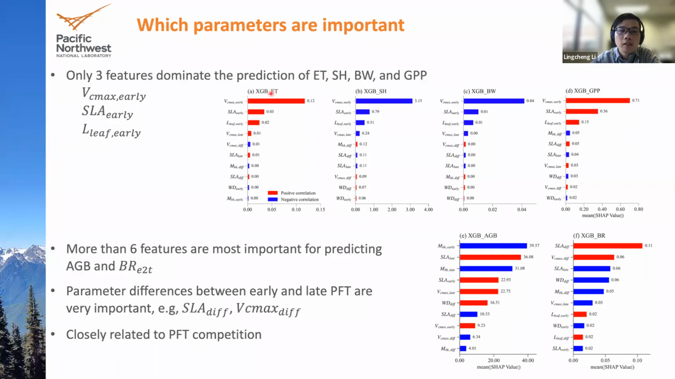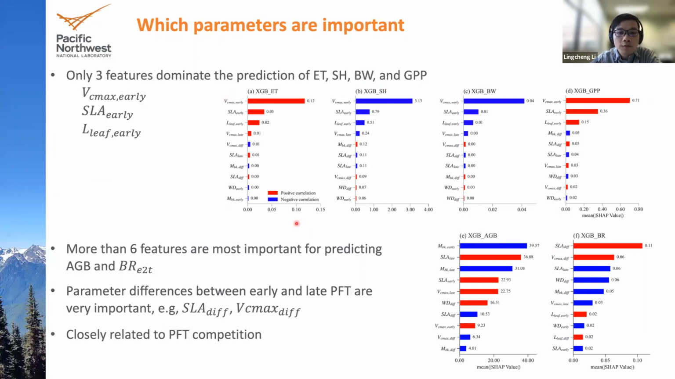For example, the red color here means VC max is positively correlated with evapotranspiration. So if you have a large VC max, you can have more evapotranspiration, and you have more GPP. You can absorb more carbon.